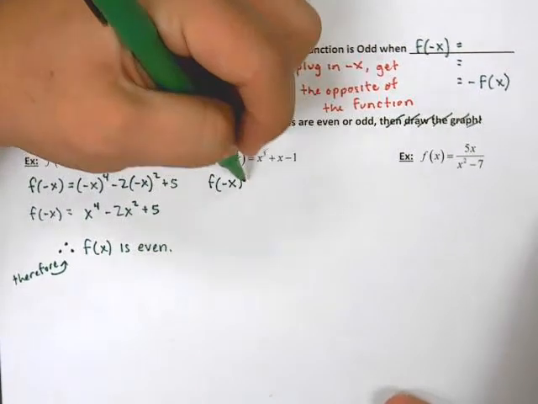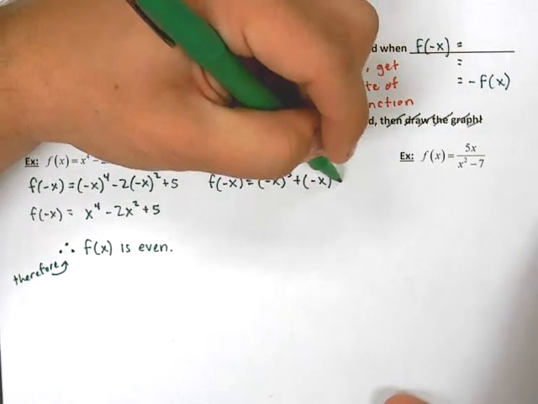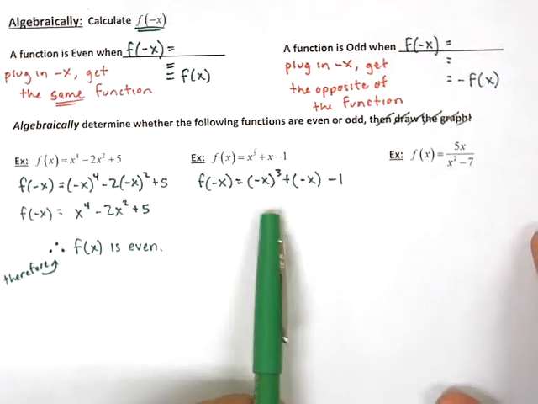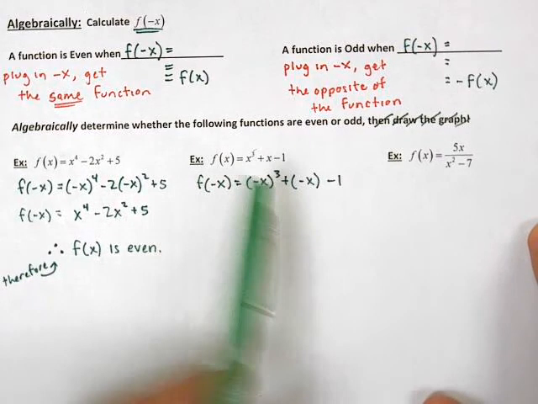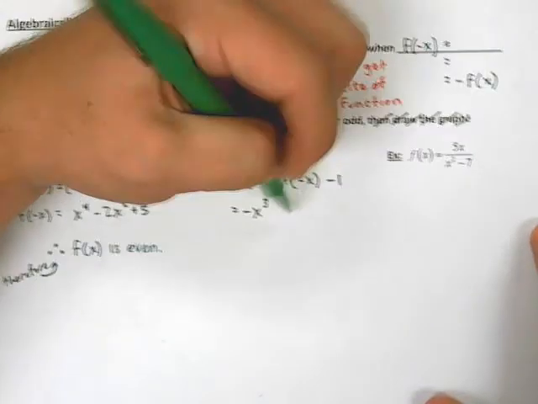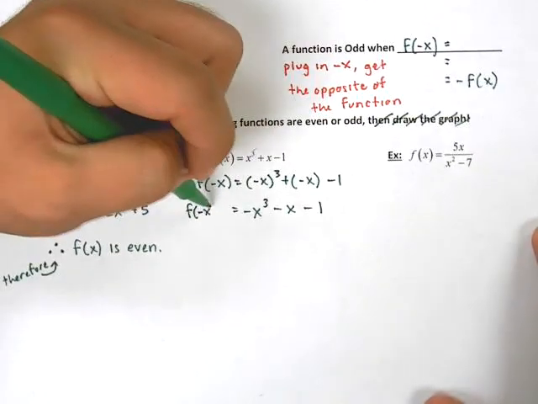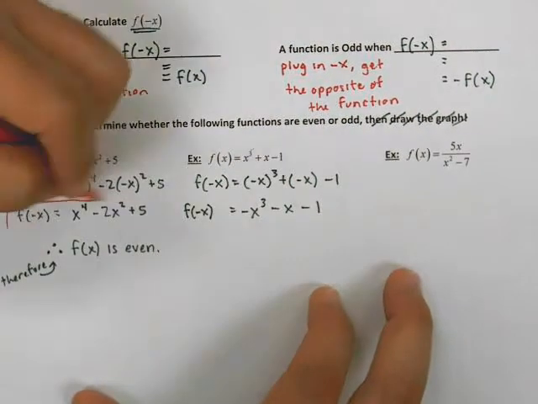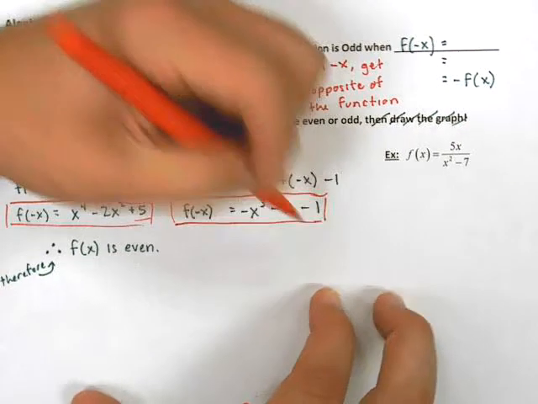I'm plugging in negative x everywhere. So negative x, then cubed, plus negative x, minus 1. Okay. Let's see what happens. All right. Again, hopefully we understand this. When we have a negative and we raise it to the third power, that's going to keep the same sign. So this we know will be negative x cubed plus minus x is minus x, and here we have a minus 1. So again, we're done with our f of negative x function. And actually I should box these just so you guys kind of see what I'm talking about and checking with. All right. So there are the functions.